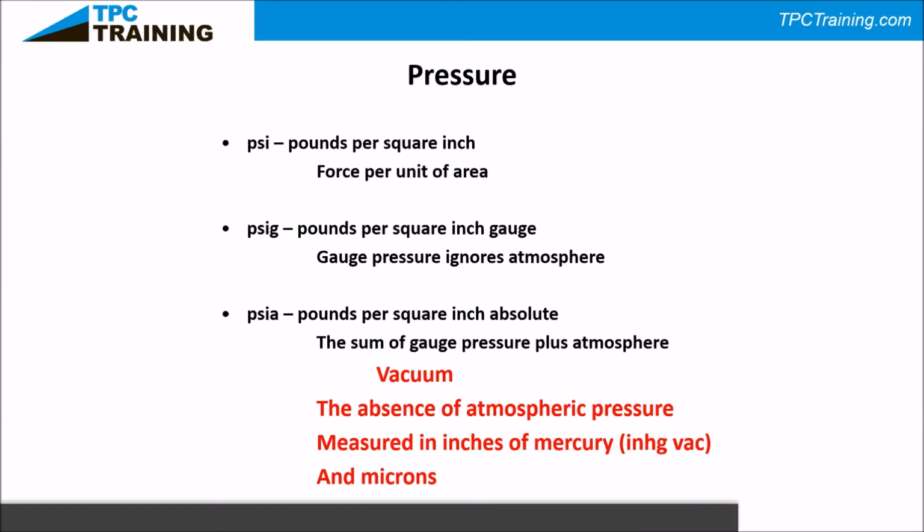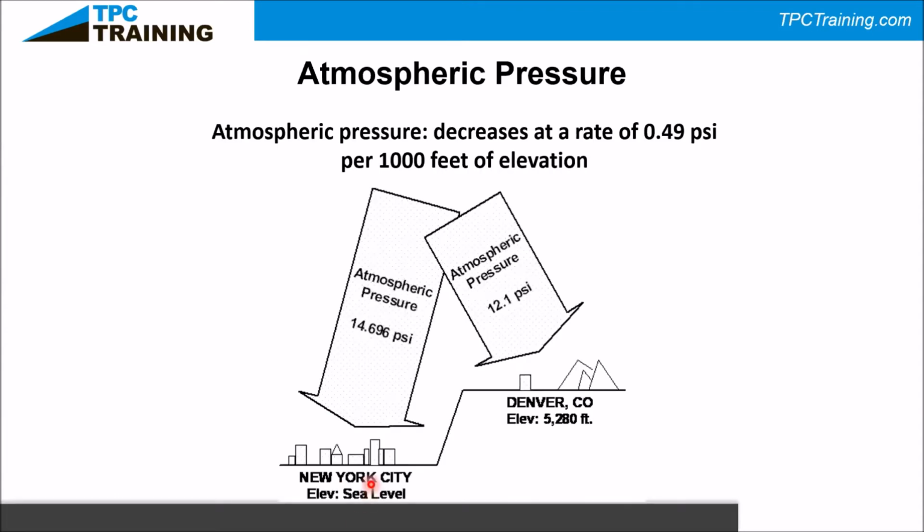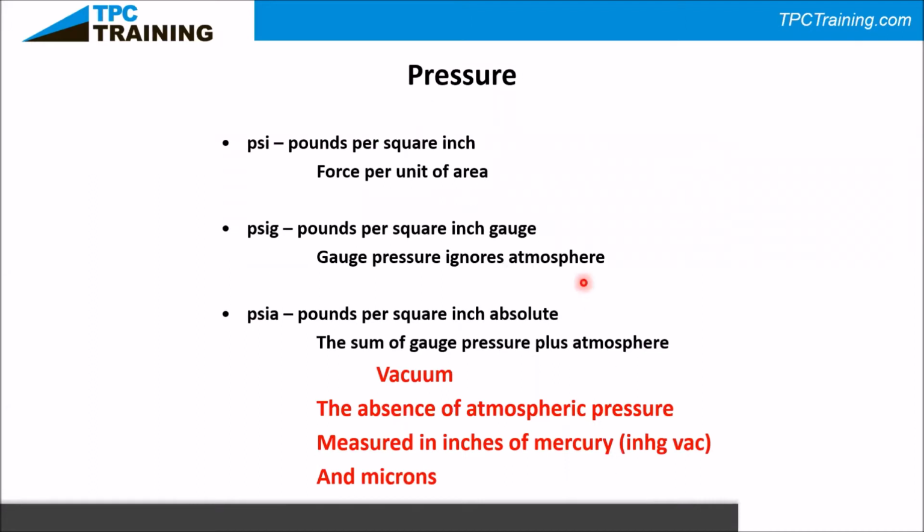So if we go back a slide here a second, you'll see that if I had 16.696 PSIA in New York City, it would actually be 2 PSIG. But in retrospect, I would be at 14.1 PSIA to be at 2 PSIG in Denver, Colorado. I need to account for the elevation and the lower atmosphere. To convert between the two, we subtract off the atmosphere.